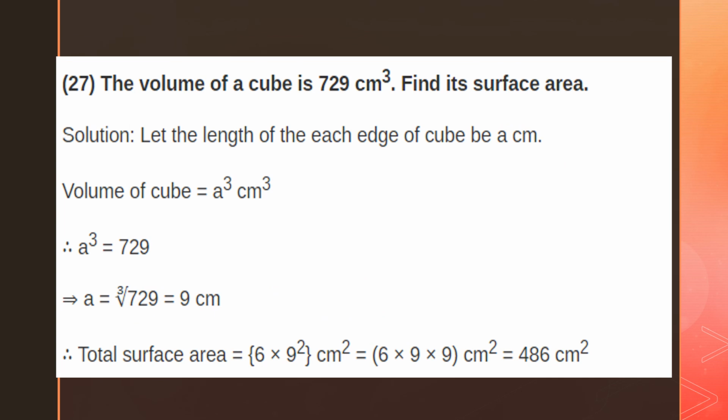Calculate the volume of a cube, 729 centimeter cube. Find its surface area. The volume of a cube, the formula you know very well, is a cube. So a cube is 729. Take the cube root of 729, we get 9 centimeter. Total surface area of a cube is 6a square. So 6a square, that is 6 into 9 square, we get 486 centimeter square.